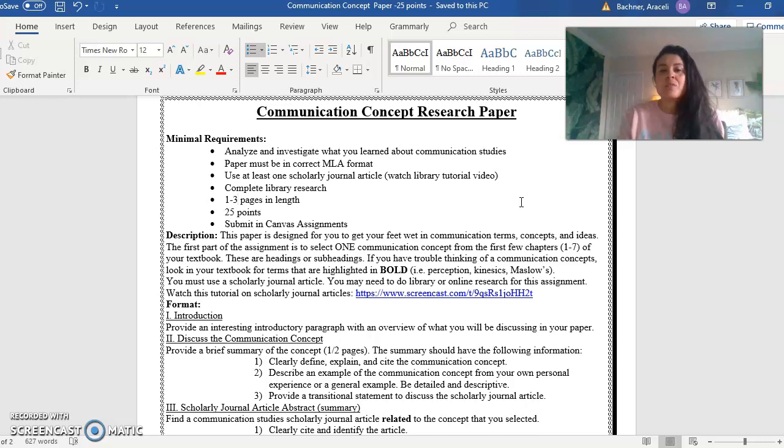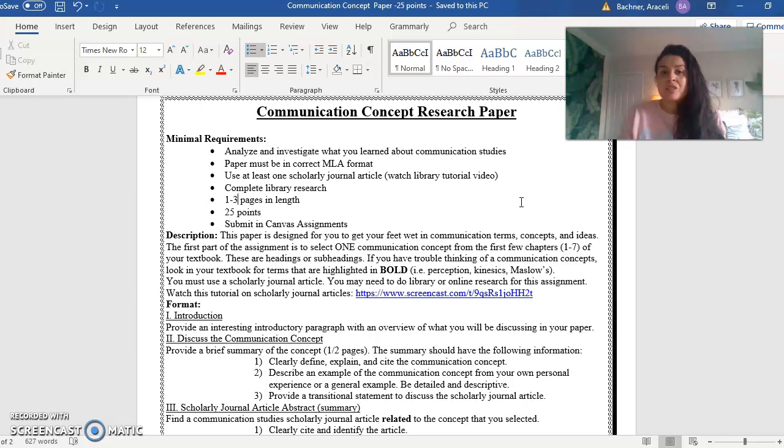So first, let's talk about the minimal requirements. Basically, this paper is designed for you to analyze and investigate what you've learned so far about communication studies. The paper must be in correct MLA format. If you're comfortable with APA, don't reinvent the wheel. You could also use APA. Use at least one scholarly journal article. Watch the library tutorial, and I'll explain in a second the library tutorial, and this is a major part of the assignment, which is basically grabbing a scholarly journal article.